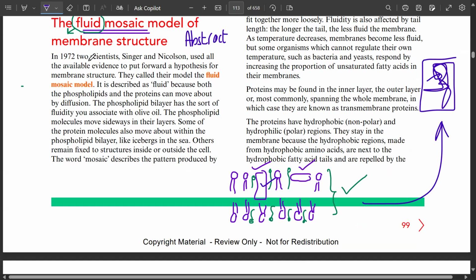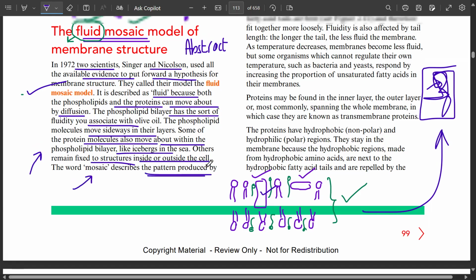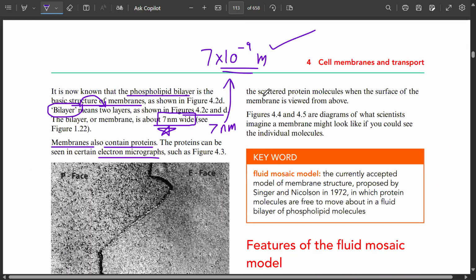In 1972, two scientists, Singer and Nicolson, used all the available evidence to put forward a hypothesis for the membrane structure, and they called their model the fluid mosaic model. It is described as fluid because both the phospholipids and the proteins can move about by diffusion, and the phospholipid bilayer has the sort of fluidity you associate with olive oil. The phospholipid molecules move sideways in their layers, and some of the protein molecules also move about within the phospholipid bilayer, like icebergs in the sea. Others remain fixed to structures inside or outside the cell, and the word mosaic describes the pattern that is produced by the scattered protein molecules.